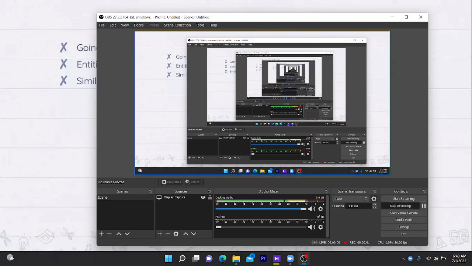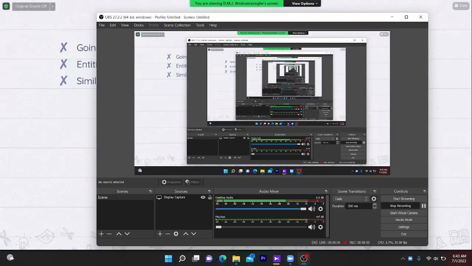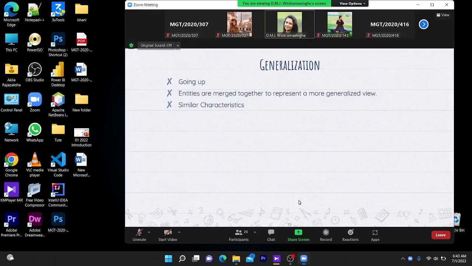Generalization is the first one we have to mention. Generalization is the hierarchical way we can design our databases.